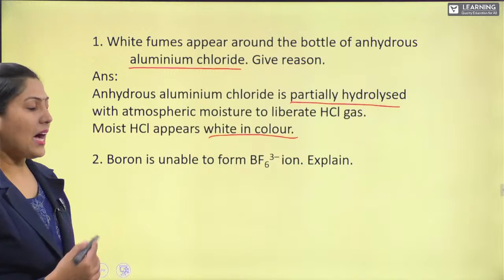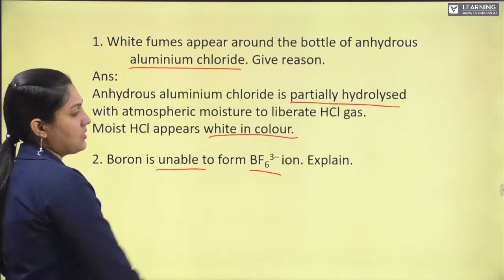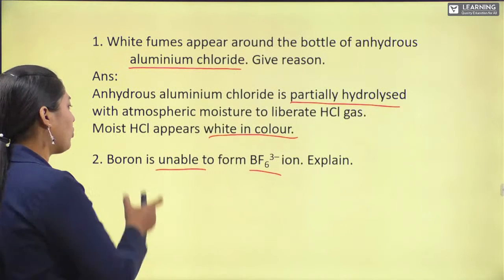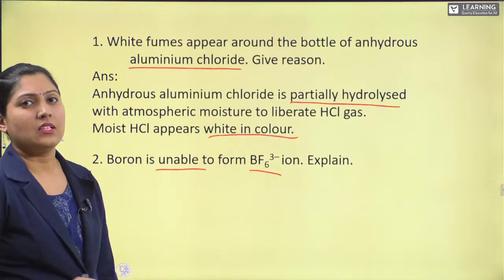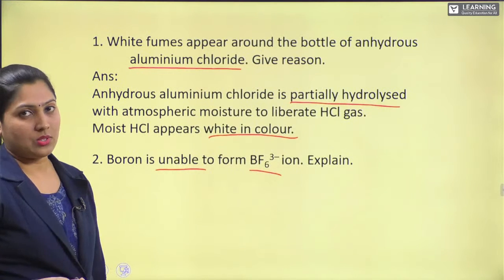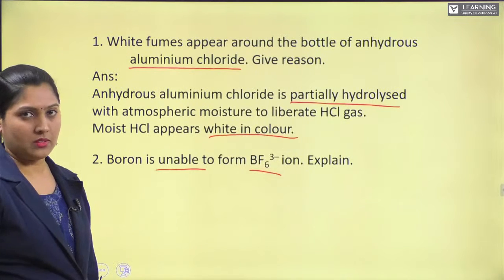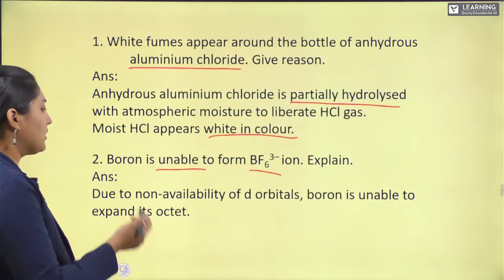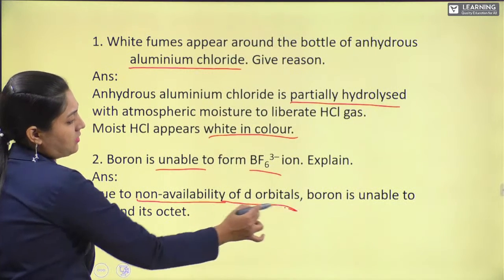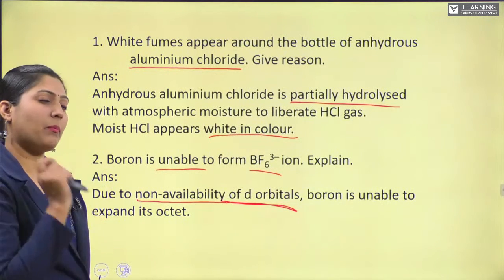Next one, boron is unable to form BF6 3-. This is a general question, student. You have to remember why boron cannot form BF6. It would be forming an octahedral structure, right? It cannot form. Why? Because we don't have d orbital, right? So due to non availability of d orbital, you should remember this. D orbital is absent in boron. So that is the main thing.